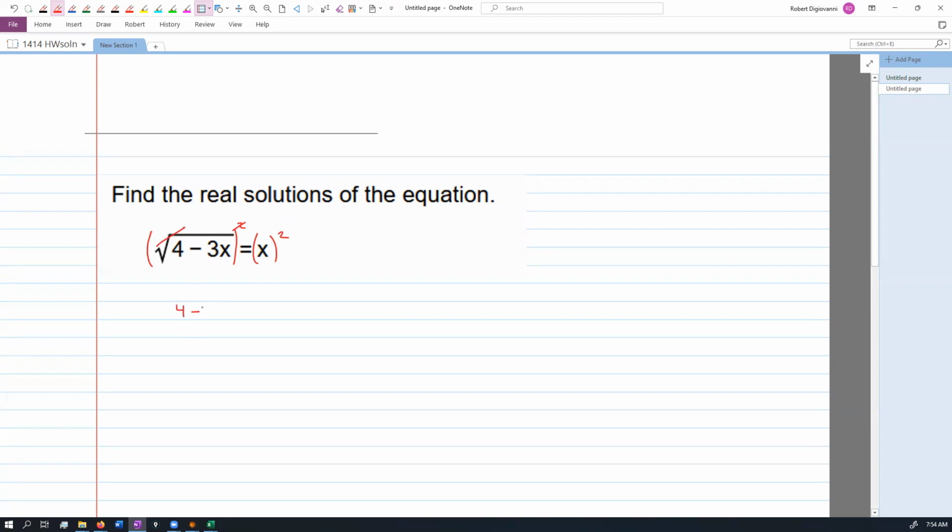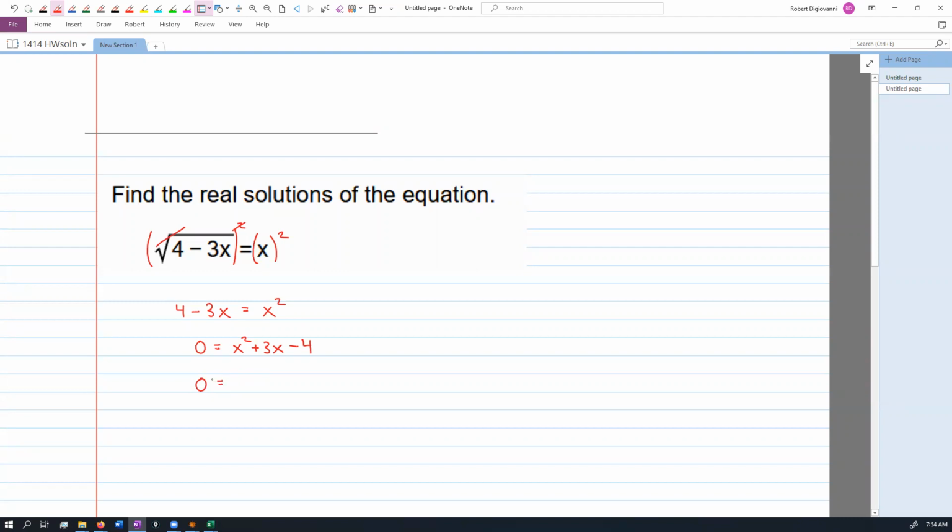Left side, the squared and square root cancel. You get 4 minus 3x. On the right side, you get x times x, which is x squared. And now we have a quadratic equation. So what I'm going to do is just move all my terms to one side. So I'm adding 3x to both sides, and I'm subtracting 4. And now that can be factored.